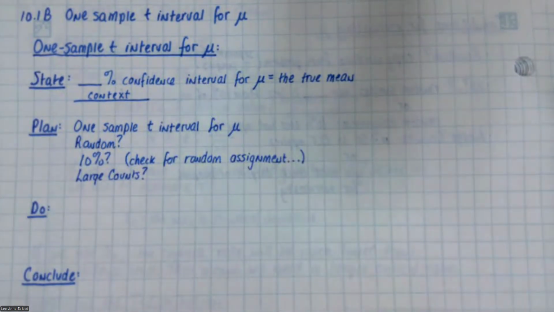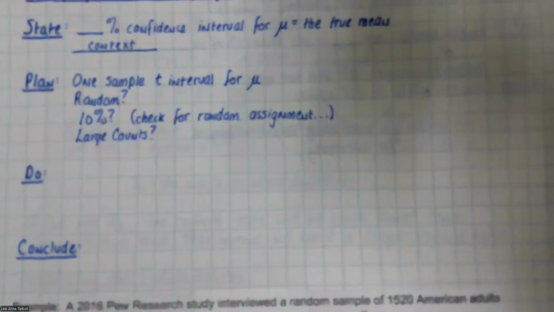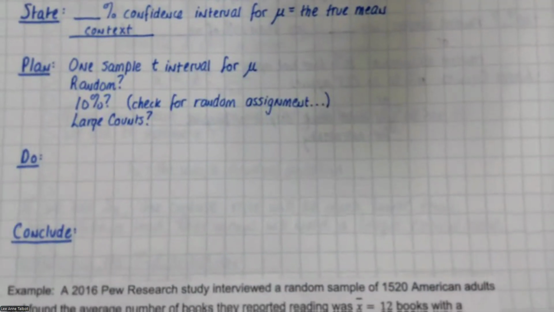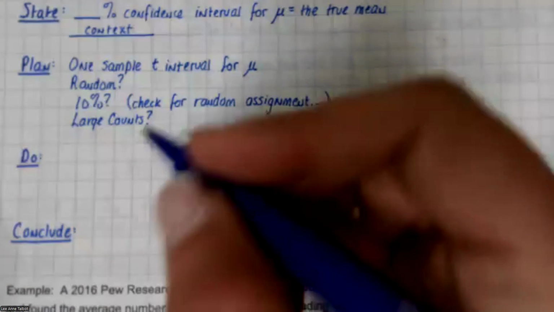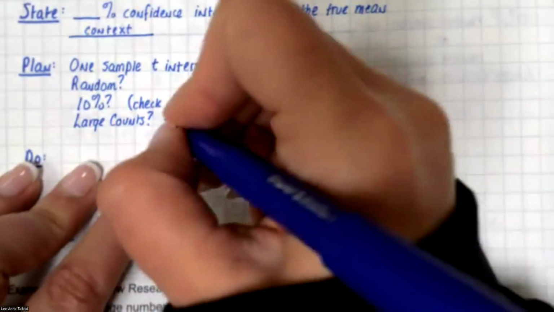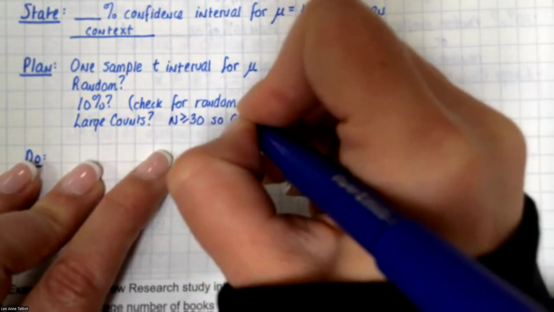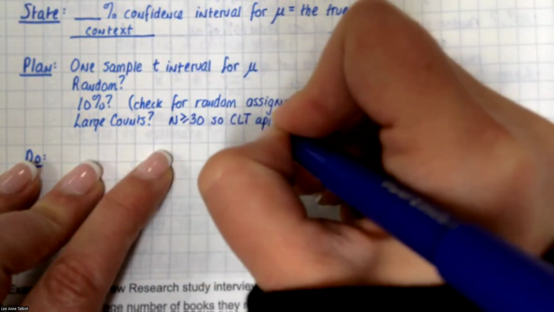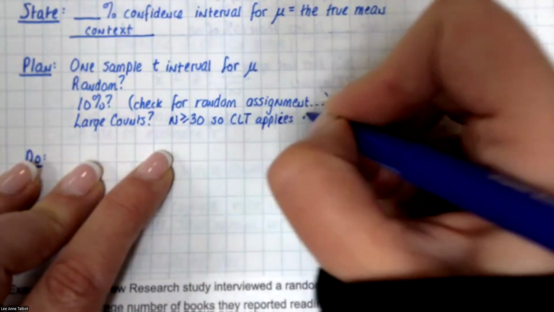Okay, so I do want to write a little bit. I don't need to write anything about random, I don't think. I think 10%. We're down with large counts. What's different about large counts? I just want to say it one more time. What do we do for means for large counts? n is greater than or equal to 30. So CLT applies.